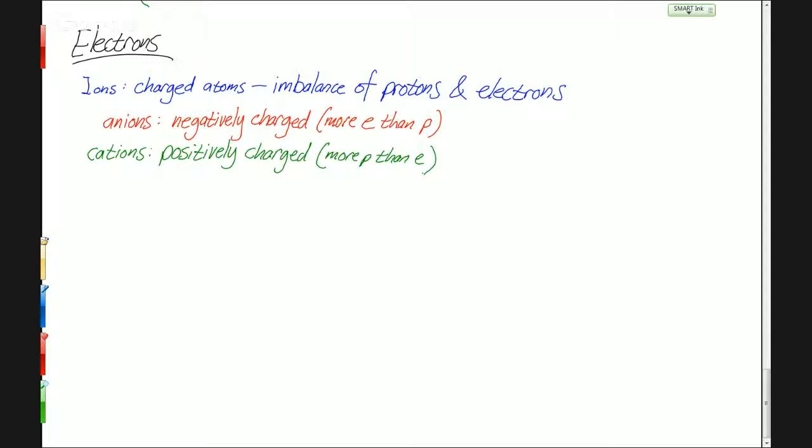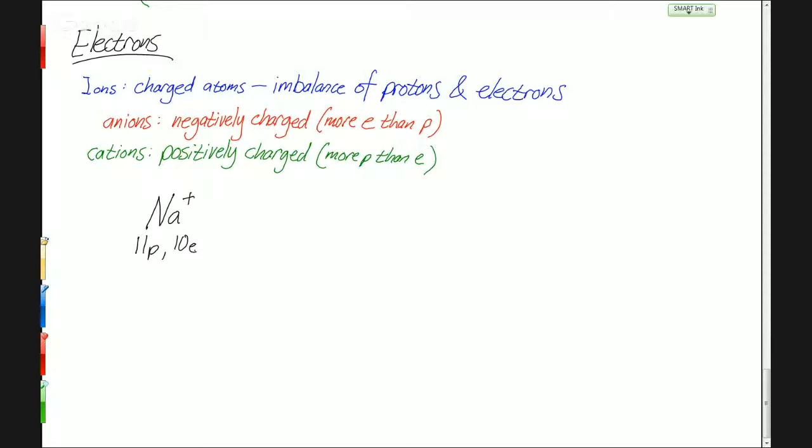So let's look at an example. A sodium ion, Na+, would have how many protons? 11. We can look that up on the periodic table. If it were a neutral sodium atom, how many electrons would it have? 11. But since it has a positive charge of +1, how many electrons should it have? 10.